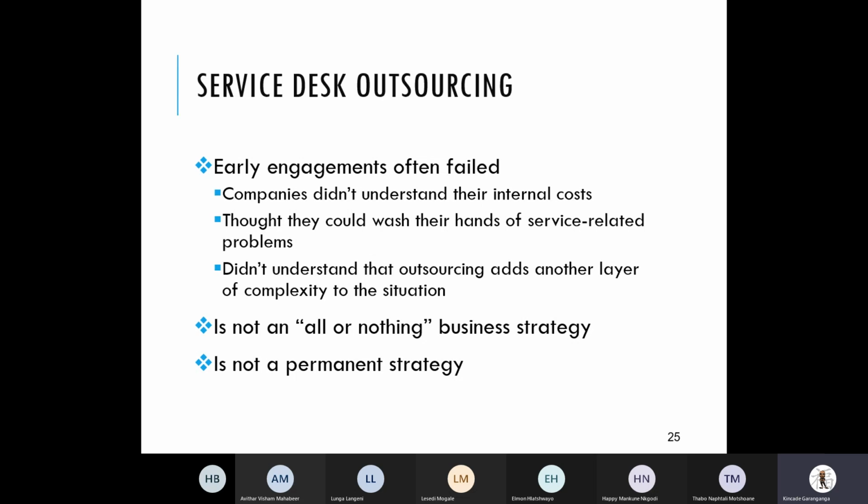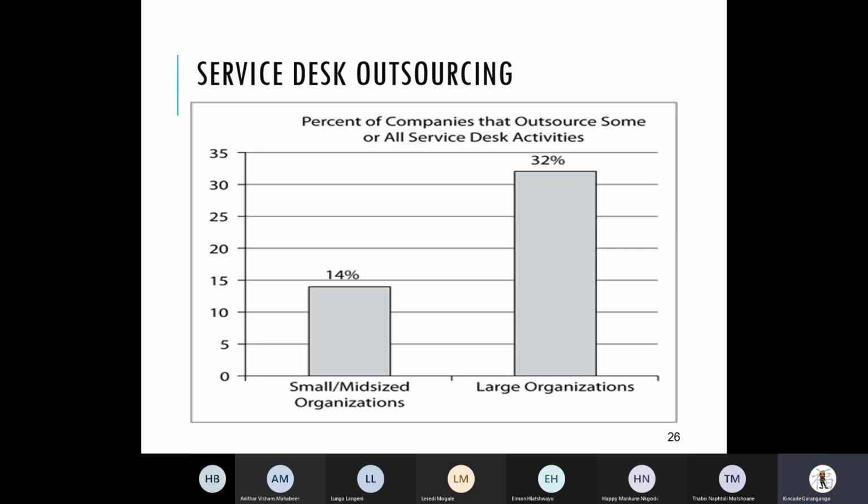And you find that when it was initially introduced or initially coined, if you want to look at it from a different point of view, most organizations did not understand the actual internal costs. All right, there were no mechanisms put in place to have some kind of standardization in terms of understanding the costs at large. And also, you find that there was that thought of being able to just wash their hands of service-related problems, and obviously not understanding that, to a certain extent, outsourcing can also add another layer of complexity in certain instances as far as your business organization platforms are concerned. So that's the reason why initially that particular setup kind of failed in that regard.